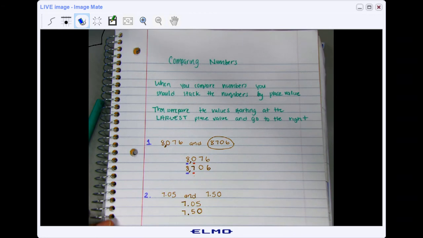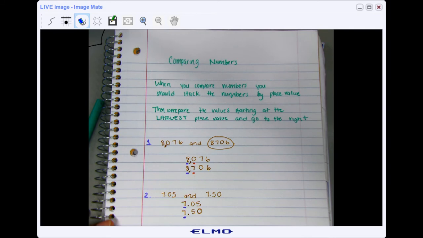Now I want you to use our strategy for comparing them. Start at the largest place value and compare the value of those digits, and work your way to the right. In the ones place, I see that both digits are a 7. What does that tell us? Because both digits are 7s in the ones place, it doesn't help us figure out which number is bigger. So we need to move to the next place value.